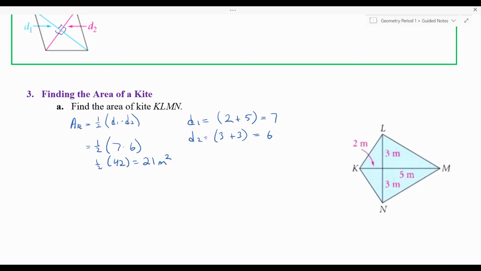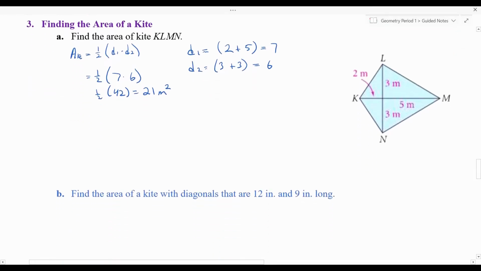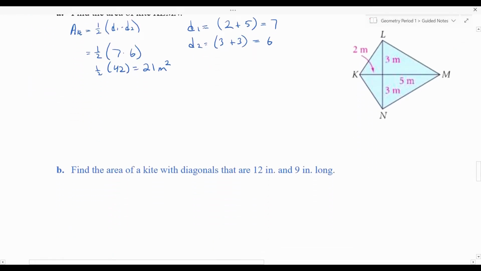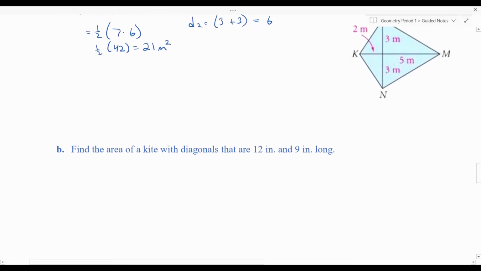All right. Moving on to part B, which is yours right here. So it says, find the area of a kite with diagonals that are 12 inches and 9 inches long. Have at it.